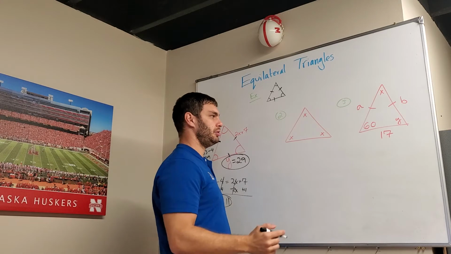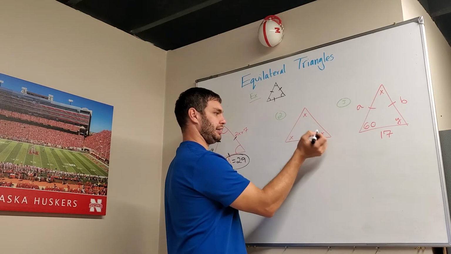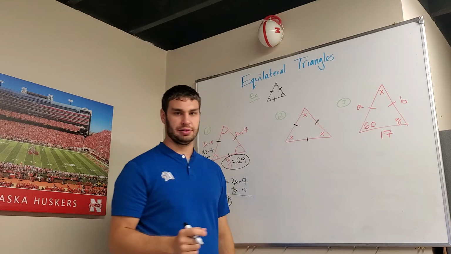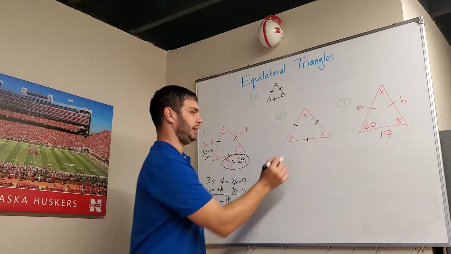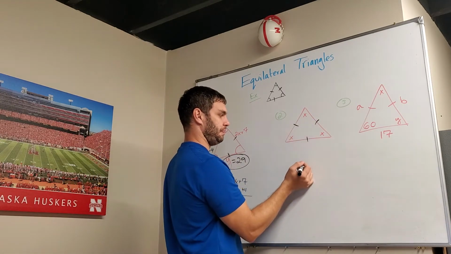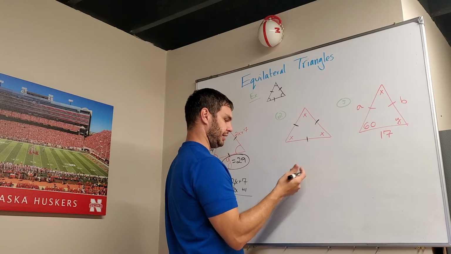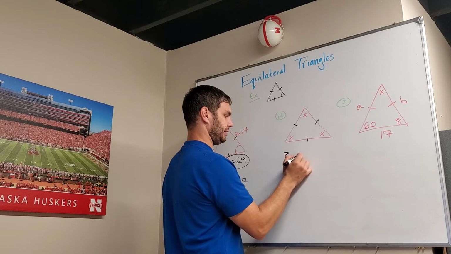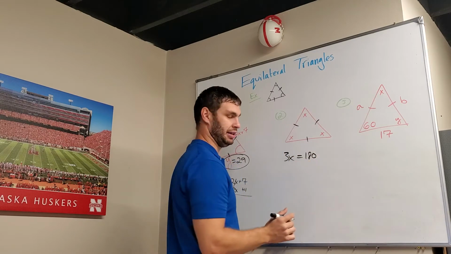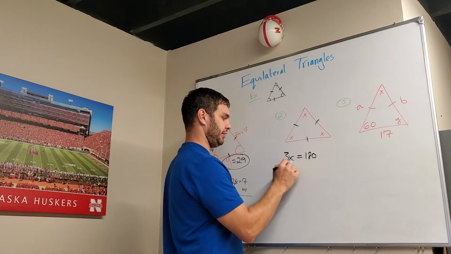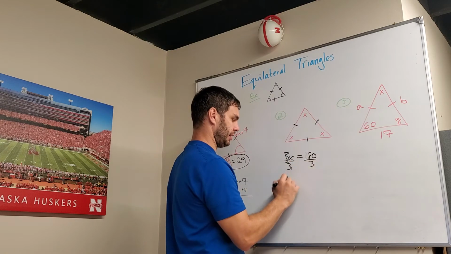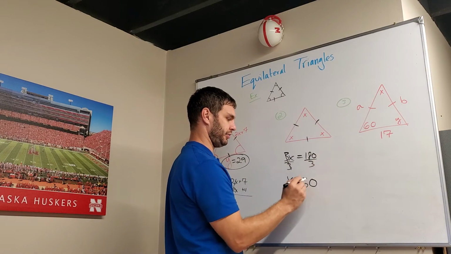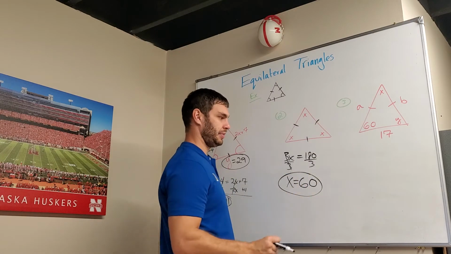In example 2, here it says x for all the degrees here, and if I put tick marks on to show this is equilateral, then I know all these x's also have to be the same. So because of that, we're going to say that 3x is going to equal 180, the amount of degrees in a triangle. If I divide by 3, x equals 18 divided by 3 is 6, and then bring down the 0 for 60 degrees. All right?